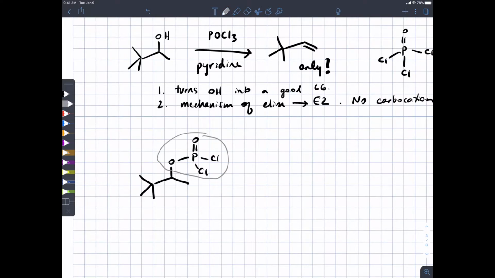This is now a decent leaving group, but apparently not good enough to leave on its own until the base, pyridine, comes and removes a beta proton. Same rules apply for this E2 elimination, though. If there are alternative beta protons, you have to worry about alternative elimination products, but you don't have to worry about the possibility of carbocation rearrangement.